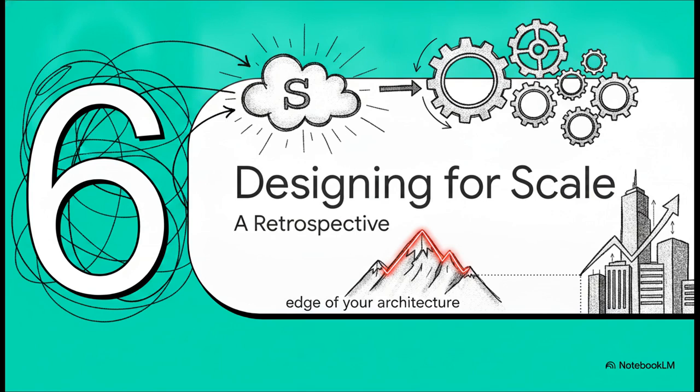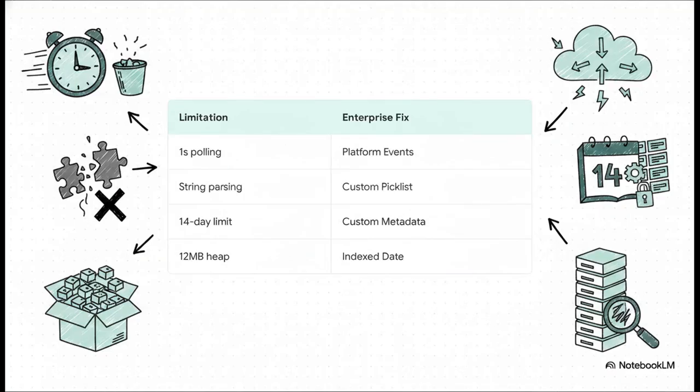And finally, Section 6, Designing for Future Scale. Knowing where the edge of your architecture lies is way more useful than pretending it's perfect, right? So let's look at how we'd scale this for the enterprise. Right now, we're using a 1-second polling interval as a fallback to refresh the UI. In a demo org, sure, that's fine. But with just 50 concurrent users, you're looking at 180,000 Apex calls an hour.